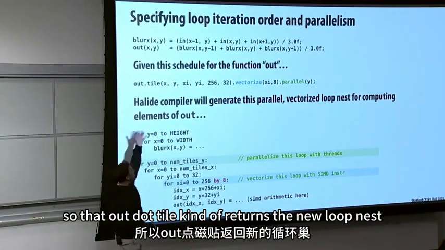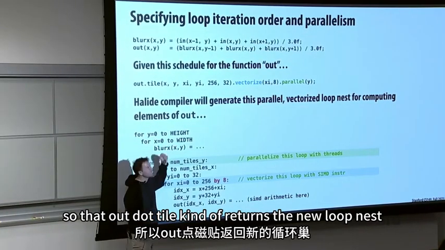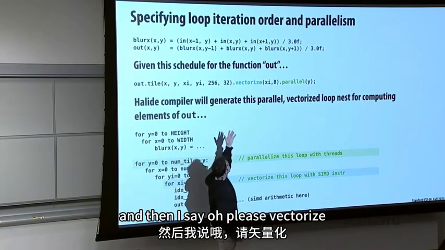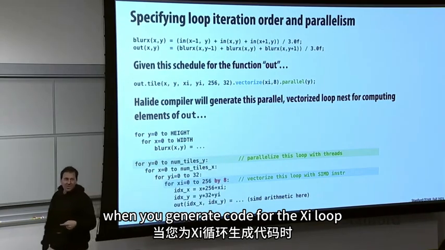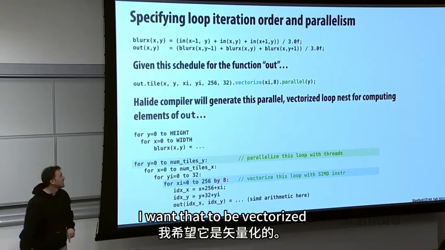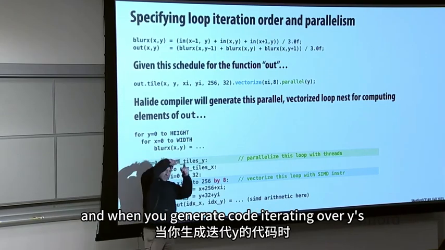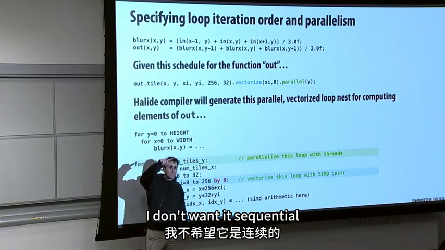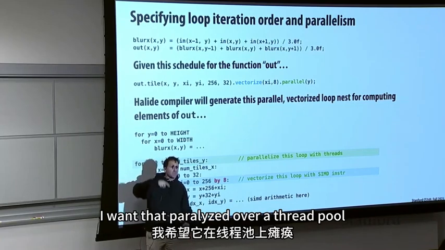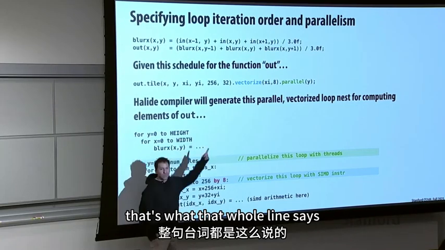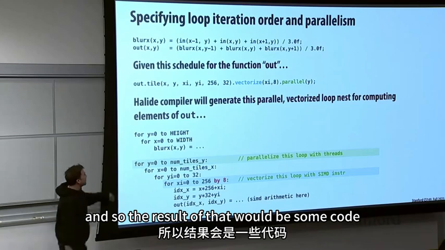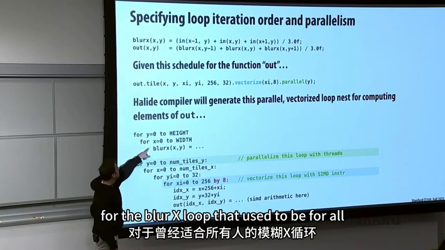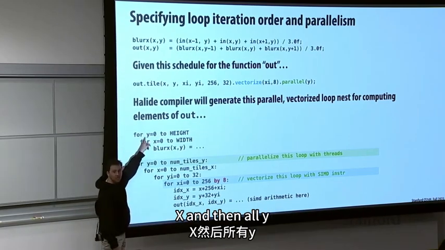that out.tile kind of returns the new loop nest, and then I say, oh, please vectorize, when you generate code for the xi loop, I want that to be vectorized. And when you generate code iterating over y's, I don't want it sequential, I want that parallelized over a thread pool. That's what that whole line says. And so the result of that would be some code for the blur x loop that used to be for all x and then all y.